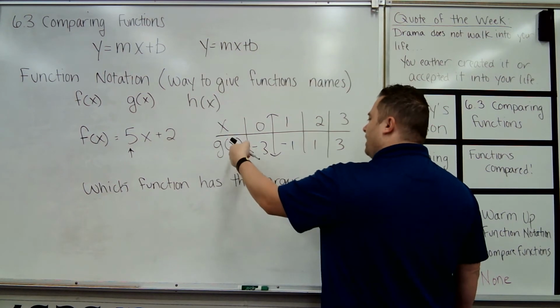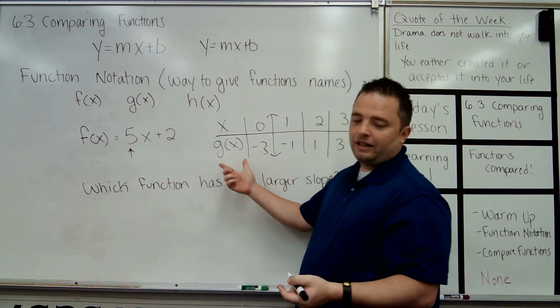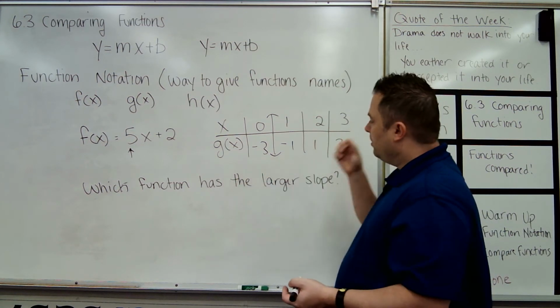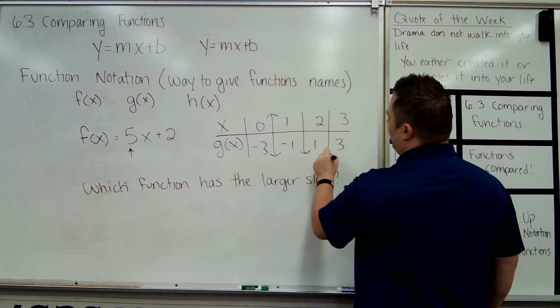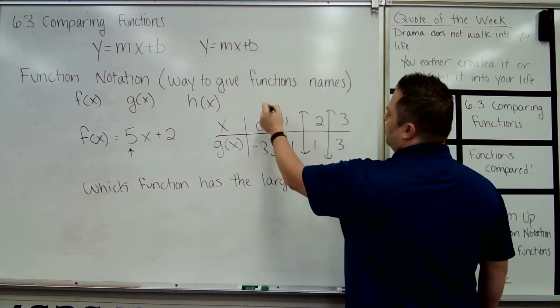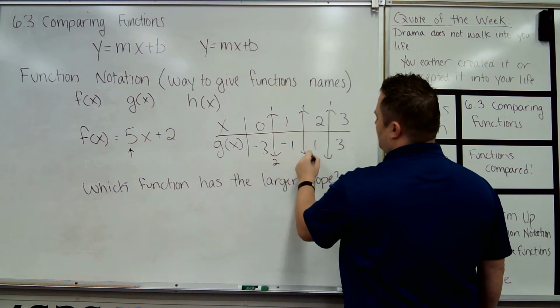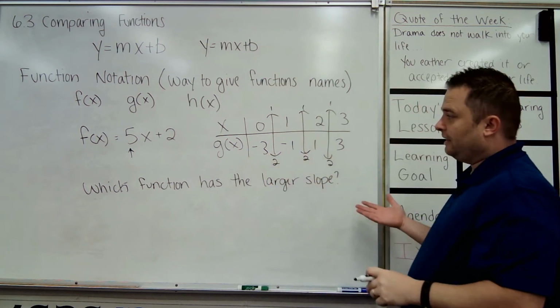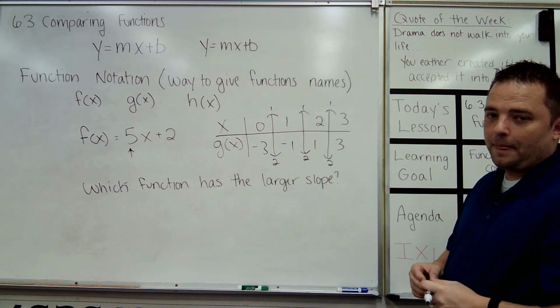But Mr. Paul, I don't see a y. Remember, you could treat this just like y. All they did was replace the y with g of x. But the rules still apply on how to find slopes. So my x's are changing by 1. My y's are changing by 2. So which one of these has the bigger slope? Pause the video, see if you can figure it out.